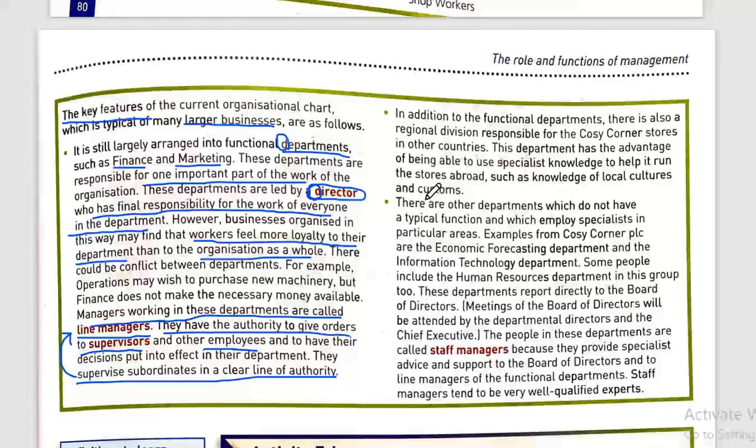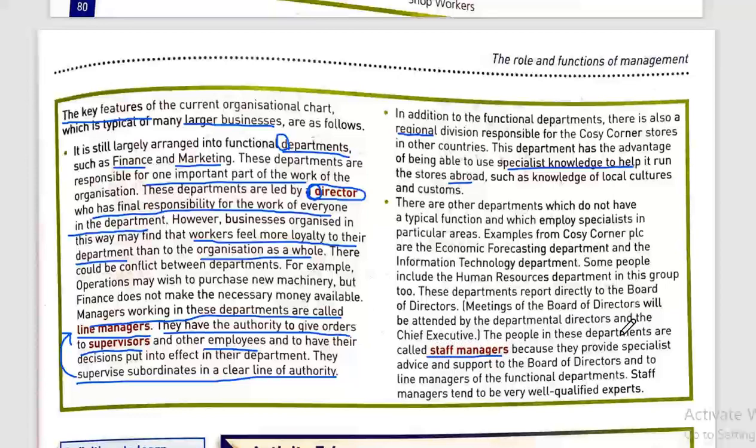So over here, let's say the department has the advantage of being able to use specialist knowledge to help run the stores abroad. So there's a chance to have, let's say, a regional manager use his knowledge abroad. And also there are other departments which do not have a typical function and which employ specialists in particular areas. So over here, I just want you to pay attention to the staff manager.